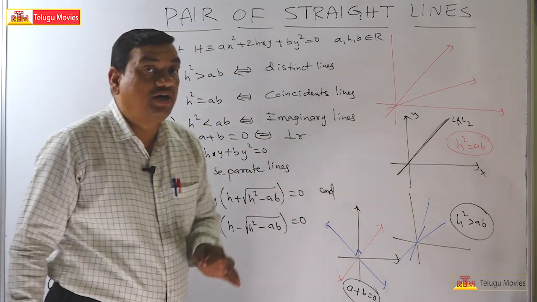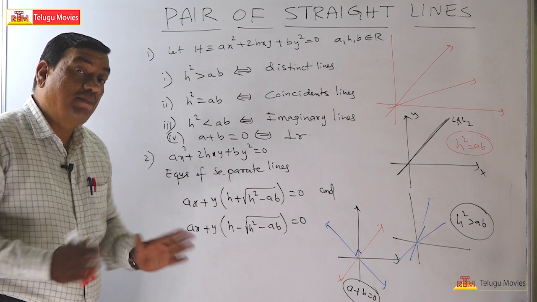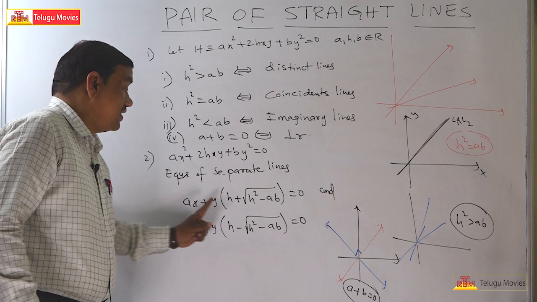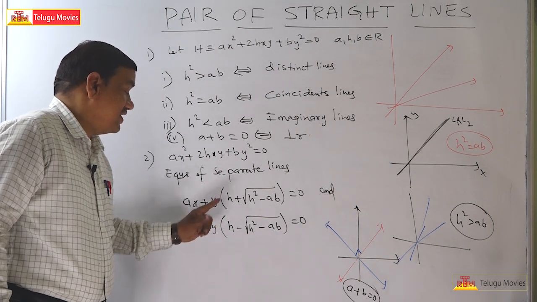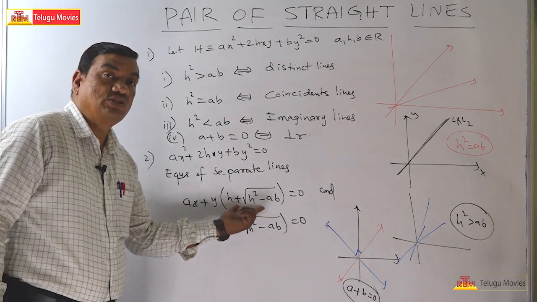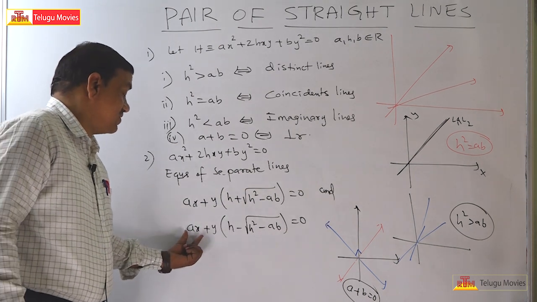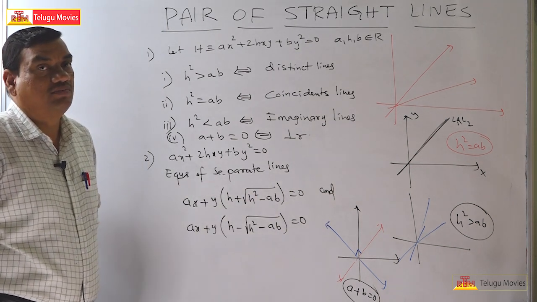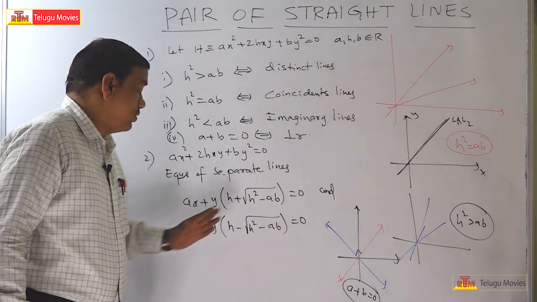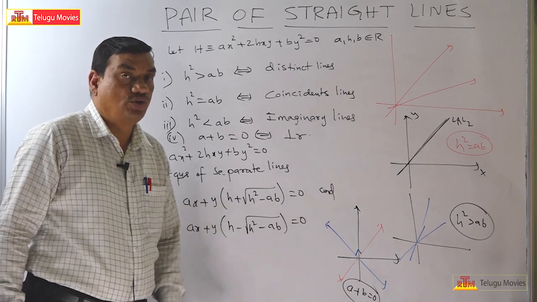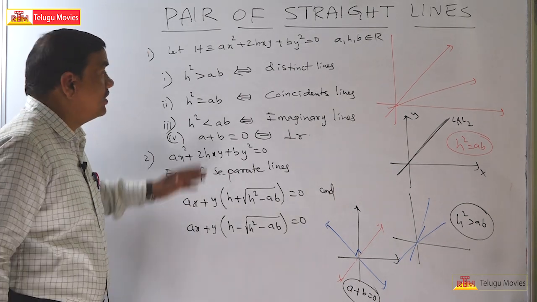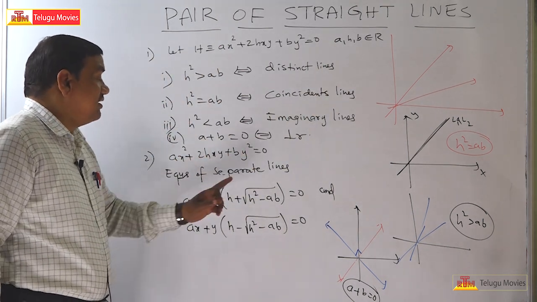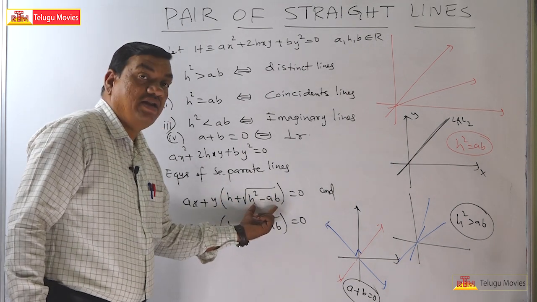If you want to find the equations of the separate lines, that means if you want to separate them, the equations are this: the first is ax plus y into h plus root of h square minus ab, and the second equation is ax plus y into h minus root of h square minus ab, each equal to 0. So these are the two equations contained in this combined equation. See here, root of h square minus ab is there now.